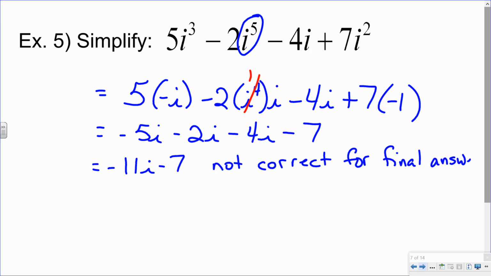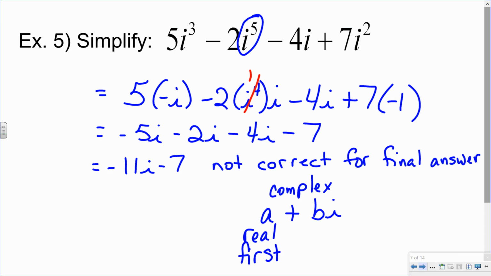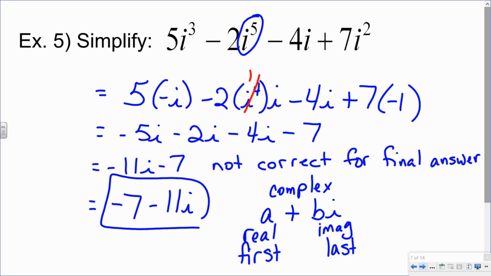The reason that it is not correct for my final answer is complex numbers must always be written a plus bi. Some real number plus some real number times i. The real part must always be first, and the number times i, the imaginary part, must always be last. So my final answer needs to flip that in the other order, commutative property: minus 7 minus 11i. And you don't know that it has to be that way unless I tell you, so that's why I'm telling you. Questions there? Yes?